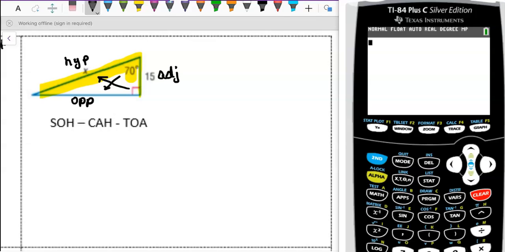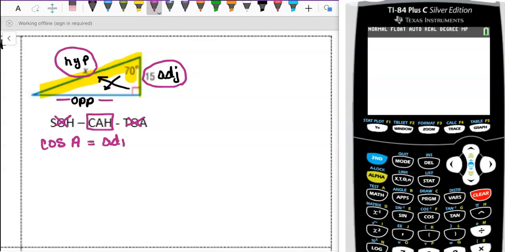So when we look at what we have, a variable for the hypotenuse, we have a number for the adjacent, but we have no information for the opposite. So cross out any trig function that needs the opposite side. So we're going to use the cosine for this problem. So write down your formula. The cosine of my angle equals the adjacent side over the hypotenuse. And let's substitute in what we know. Our angle was 70 degrees, so I want the cosine of 70 degrees. My adjacent side was 15, and my hypotenuse was x.